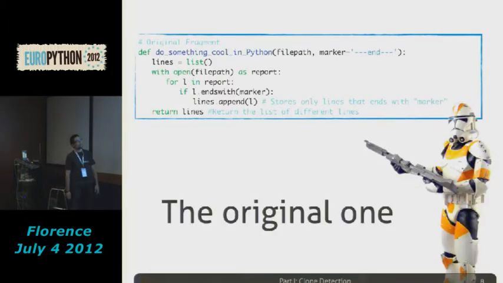Okay, so let me give you an example. This is the original one, the first one. We consider this fragment of code, this simple function in Python, as the original fragment. This function takes a file path and a marker parameter that has this default value, and then what it does is read the file and check if the lines in the file end with the input marker, and if so, it adds the lines to a list, and then it returns the list. So, quite trivial.